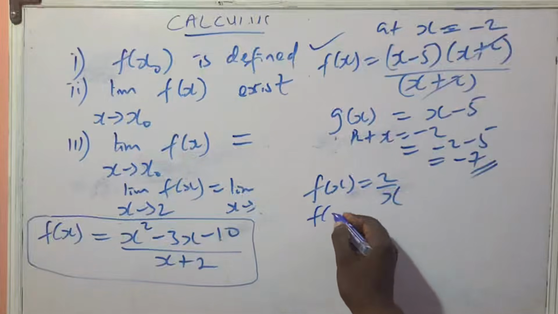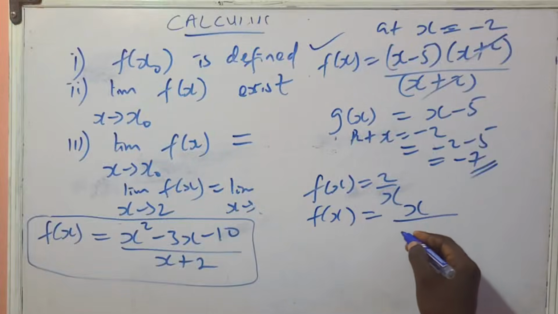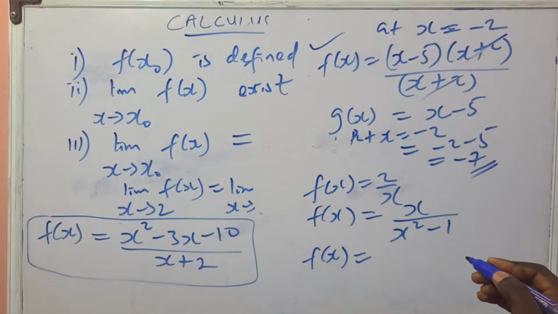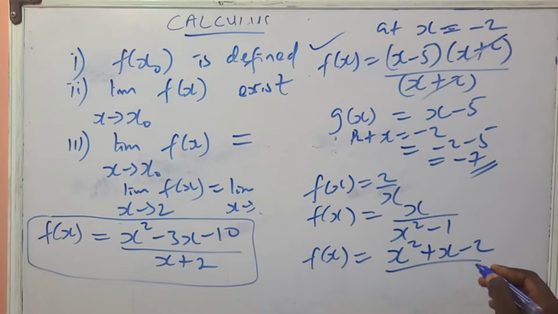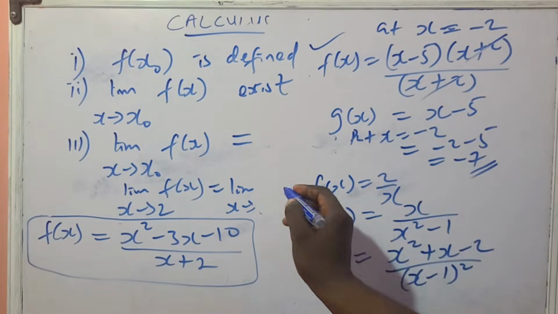Let me give you three in a row so that we can perfect this knowledge. We have another one, x over x squared minus 1. And the last one here, we have f of x equals x squared plus 2 plus x minus 2 over x minus 2 squared, or x minus 1 squared. So guys, tell me now, the very first one, is it discontinuous at any point? Let's call these 1, 2, 3.